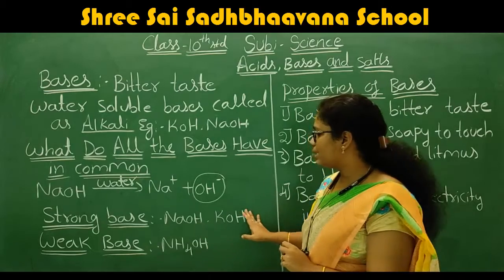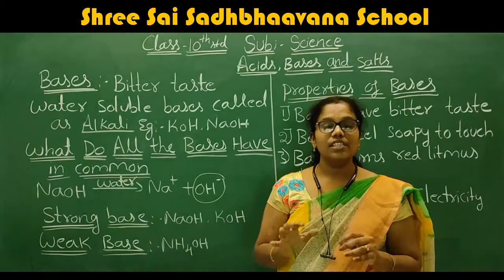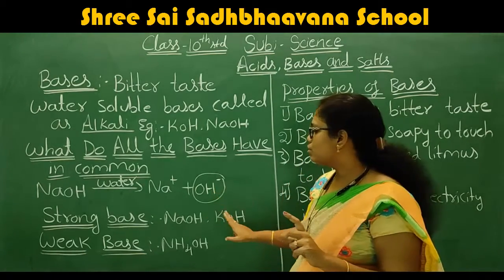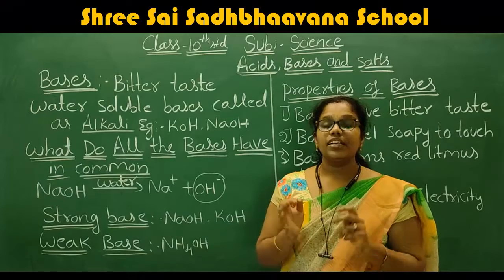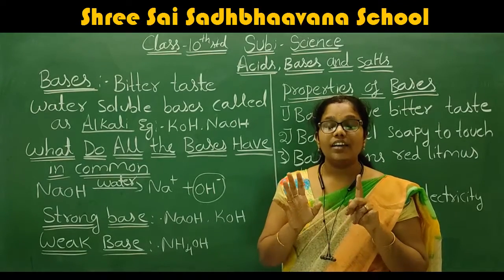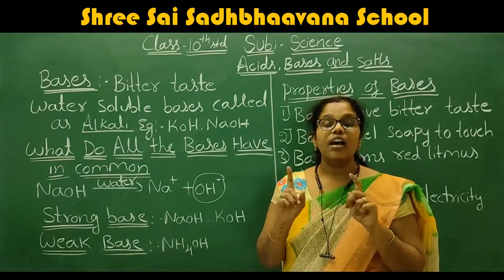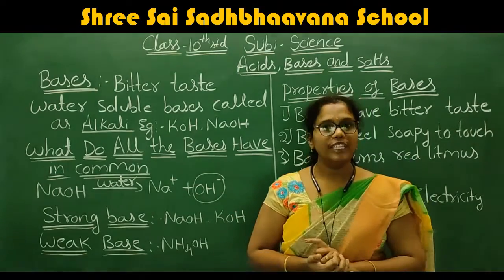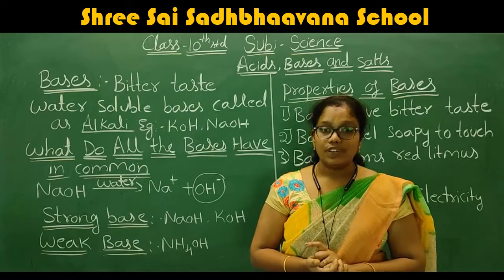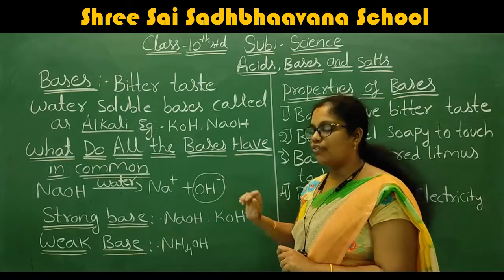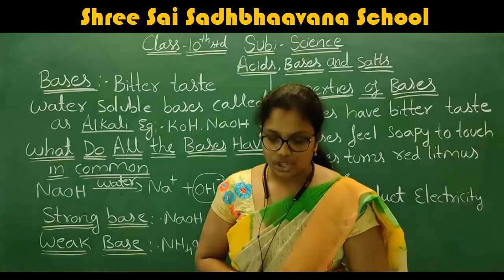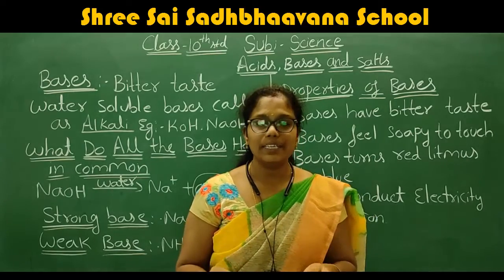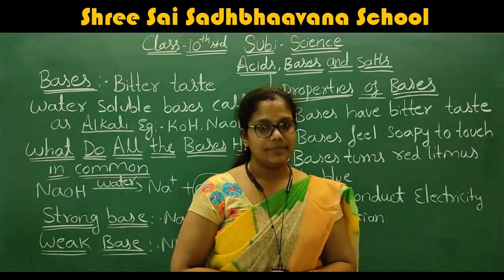Understood the strong base and the weak base? The base which completely ionizes, we call a strong base. The base which does not completely ionize, or partially ionizes, we call a weak base. After discussing the definitions of the bases, now we are going to discuss the physical and chemical properties of the bases.